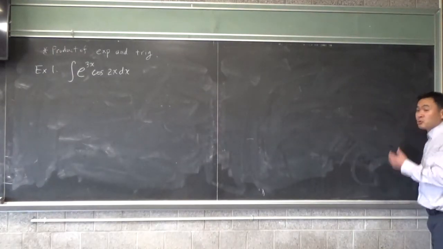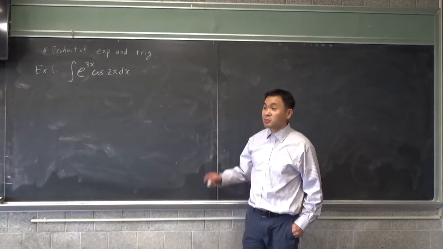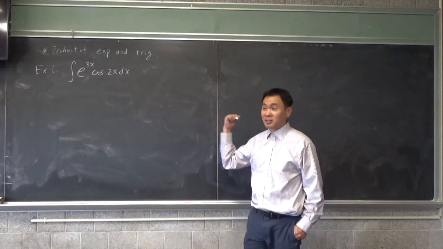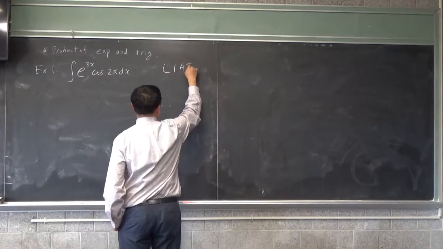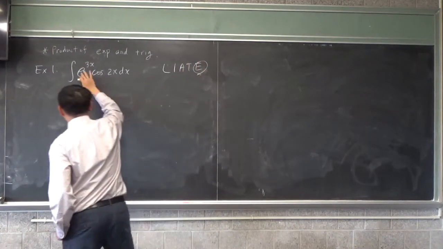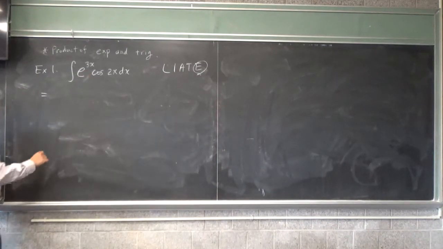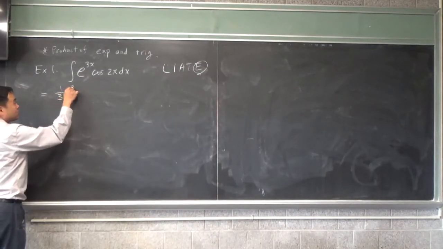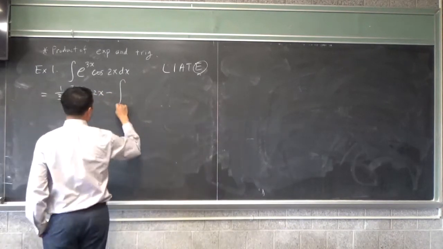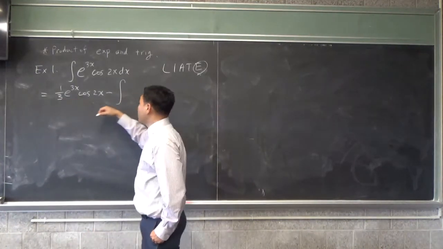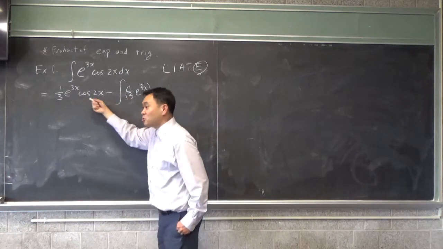According to LIATE, which one should we integrate? Exponential, right? Exponential is in the far right. It's the E in LIATE, so this should be integrated. What's the integral of e to the 3x? 1/3 e to the 3x minus whatever you integrated, you keep it. You don't change. And for the other one, you should differentiate.